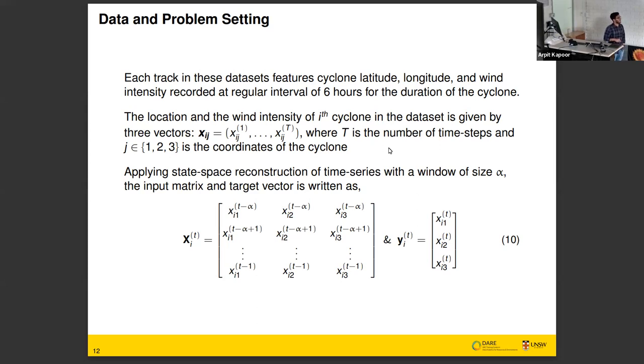Then we can write, for a given time step t in the data, the input is given by the matrix that you see over here, where we have the values of latitude, longitude, and wind intensity from time step t minus alpha up to t minus one. And the target in this case, because we are doing a single step ahead prediction, is just a single value of these three values at time step t.